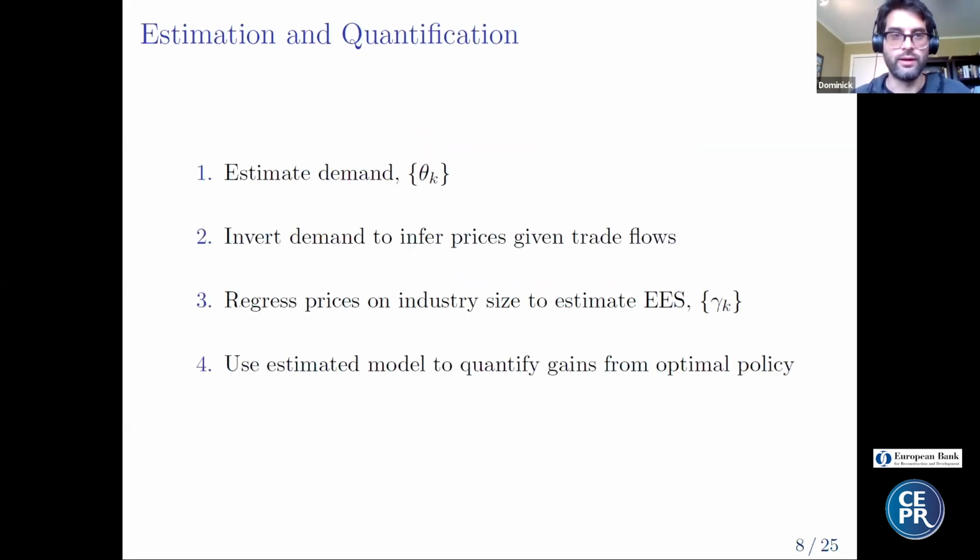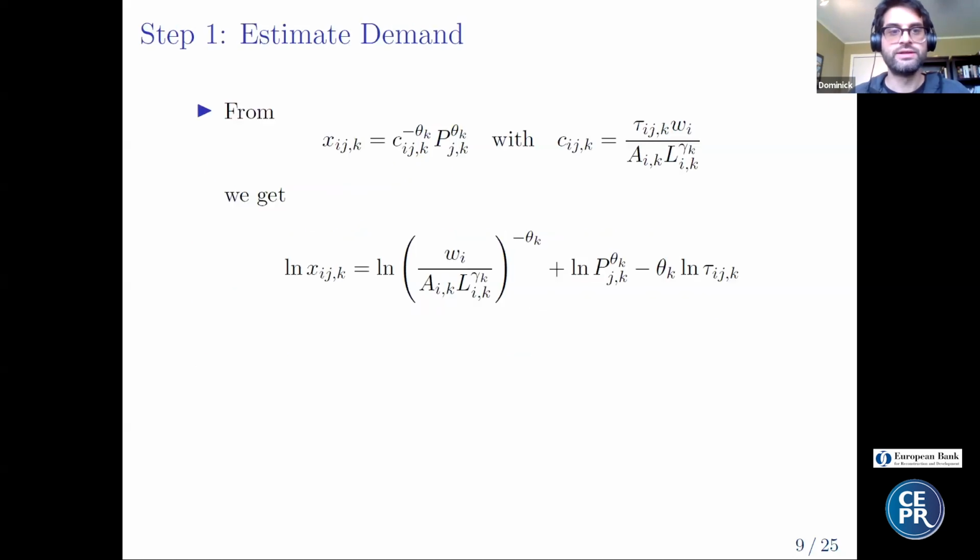Okay, so we're going through these steps. Step one, estimate demand. This is how we would do it. We start from this assumed demand system, where the share of J's imports coming from I in sector K is given by this formula here with this cost function C_IJK. And we just take logs of this formula. We get this expression here.